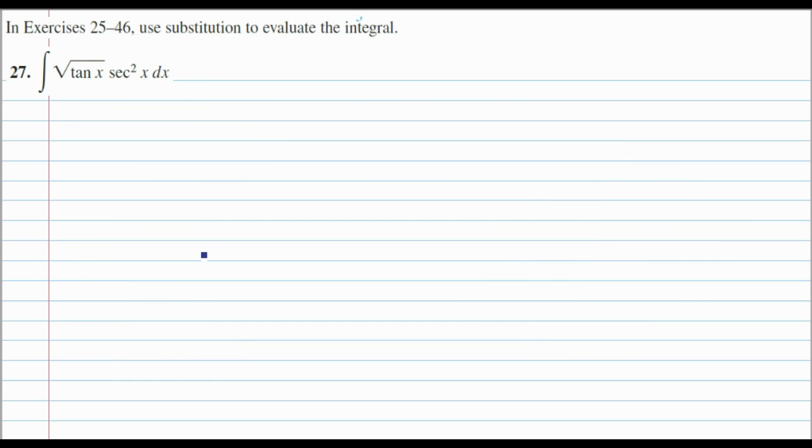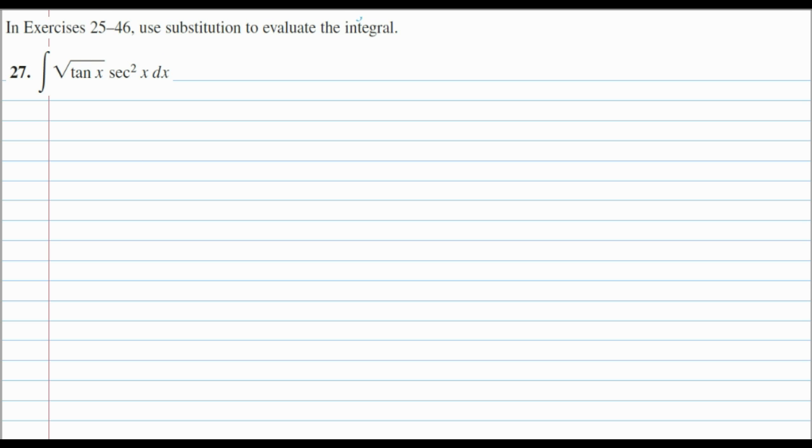Now try problem number 27 says use substitution to evaluate the integral. Okay, so inside I definitely have a composition function, square root of tangent x. So the outside function is square root, the inside is tangent x. The derivative of tangent is secant squared, so I think I can use substitution because the inside of the composition and something outside are related by a derivative.